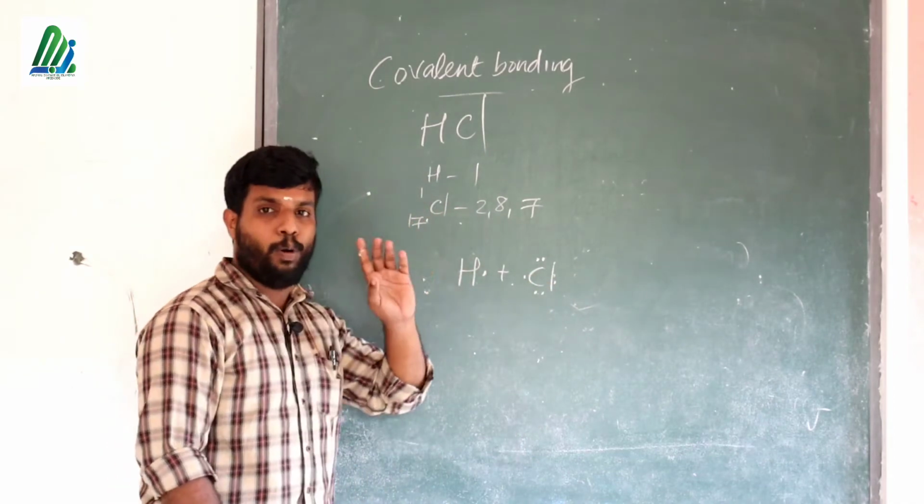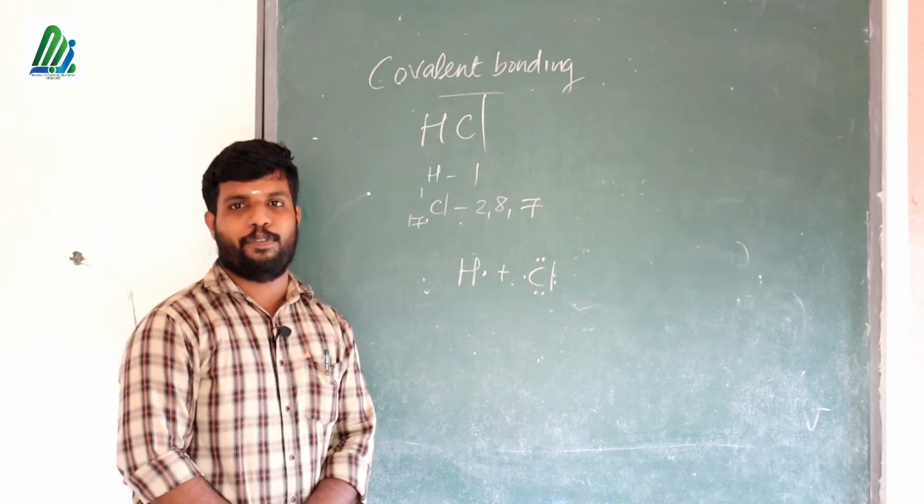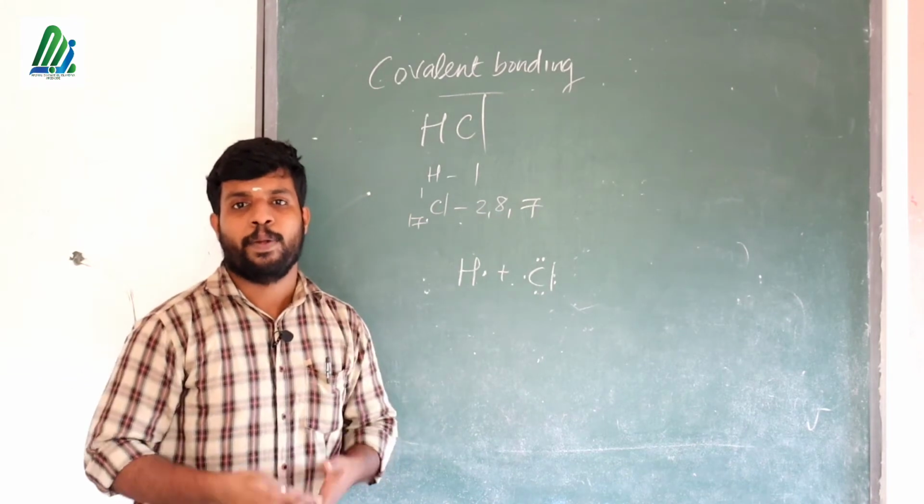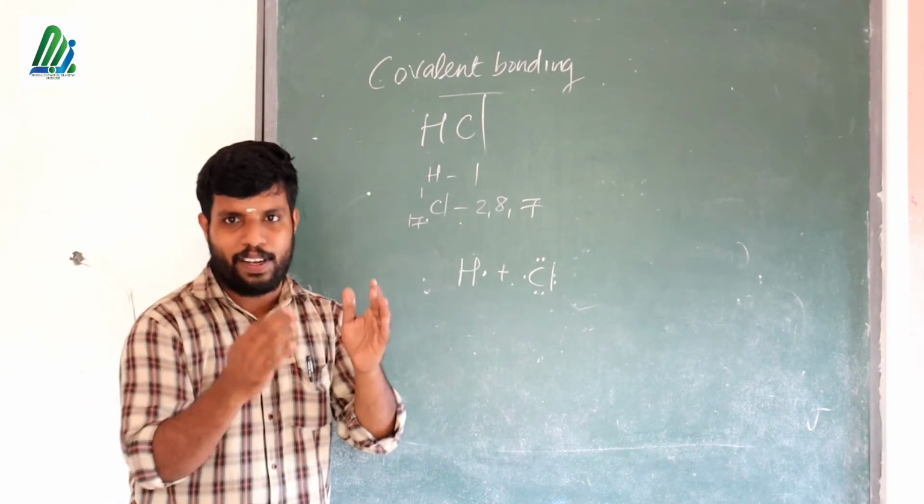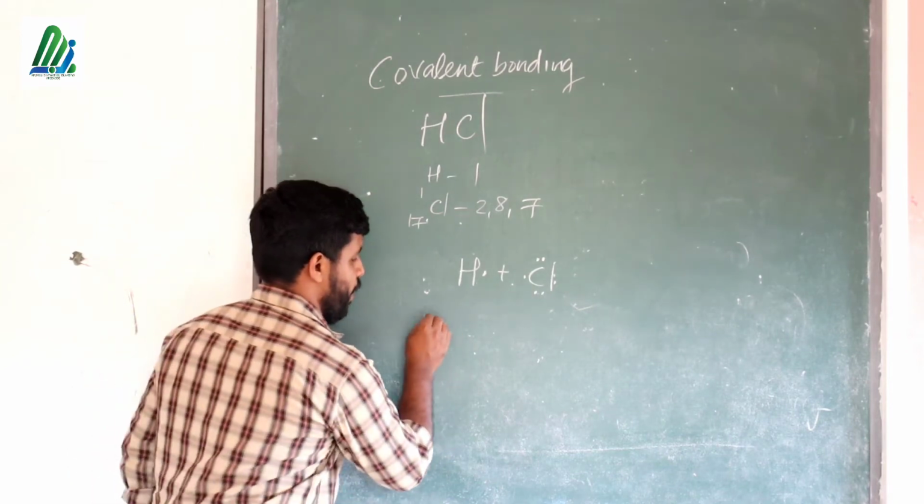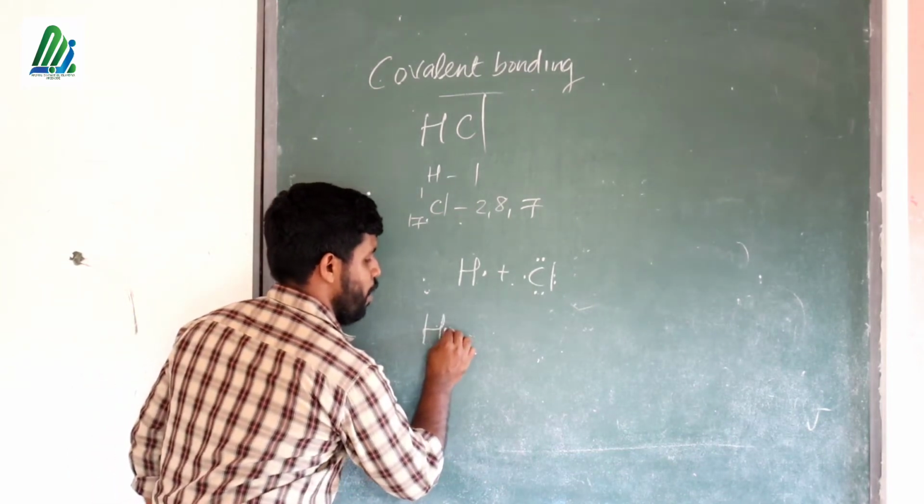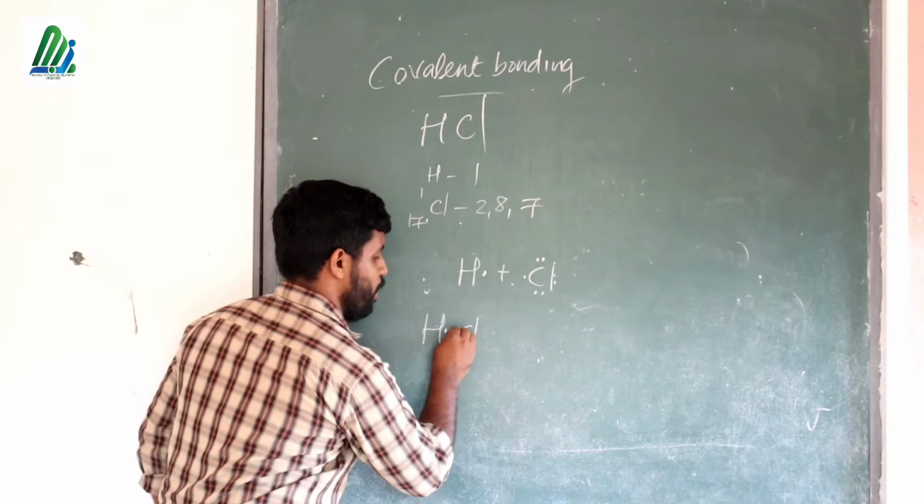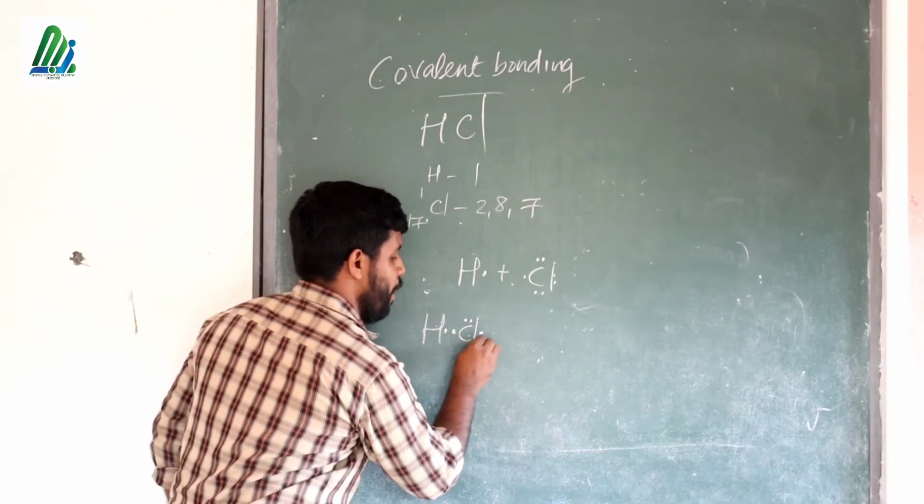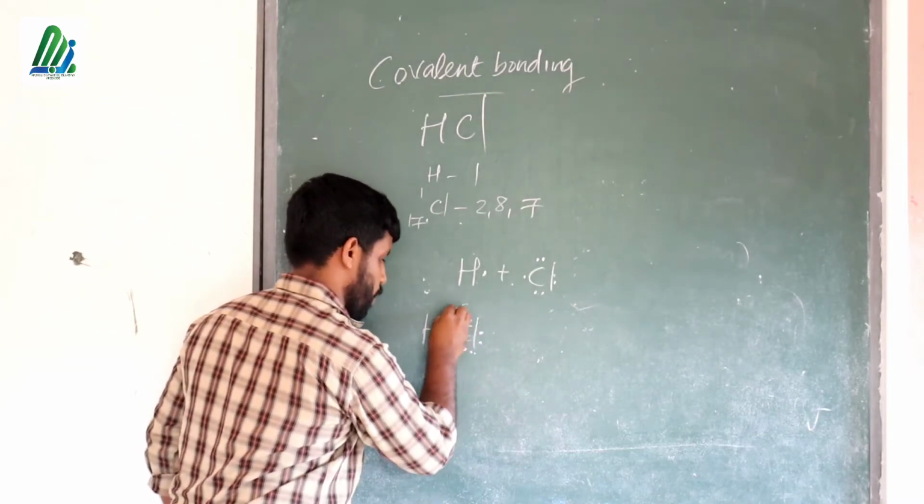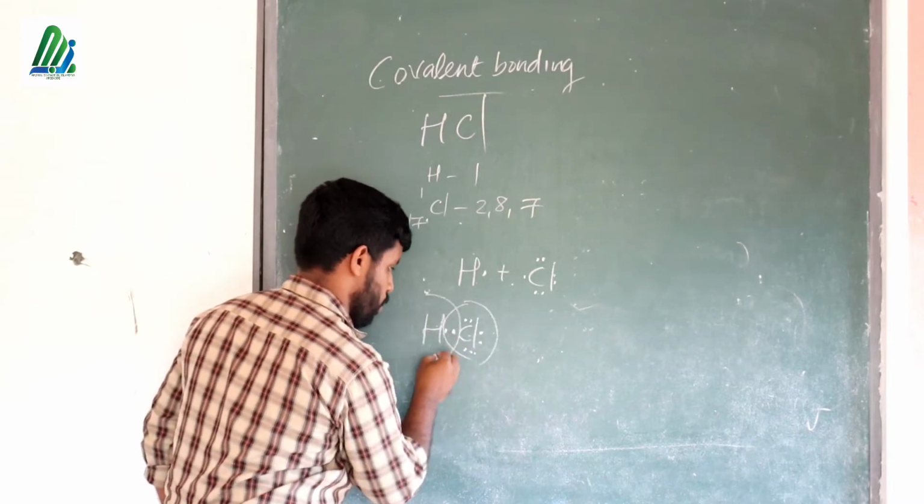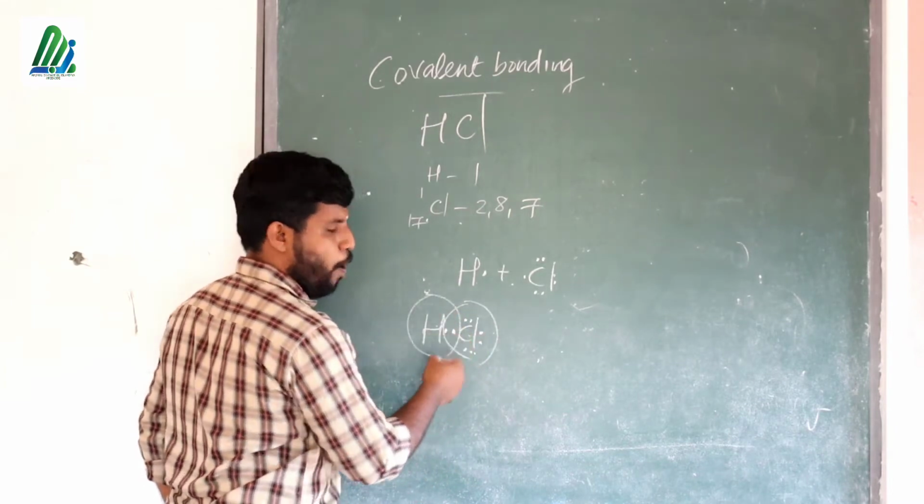So hydrogen has only 1 electron. Only 1 electron is there for the hydrogen atom. So it is not ready to donate the electron. So here also they will share the electrons. How are they shared? Hydrogen that has 1 electron and the chlorine come closer, and they share 1 pair of electrons together like this. So this is common for both.